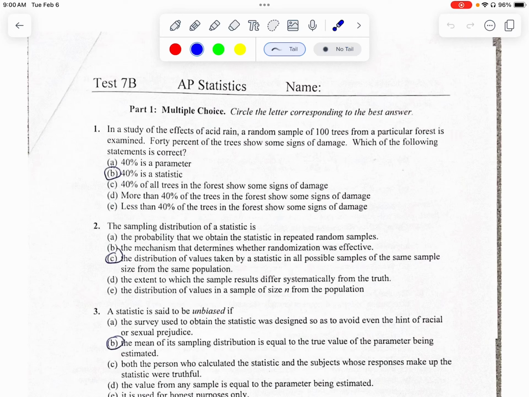All right, here is Chapter 7, Test B that you can use as you're doing your corrections. All right. The first one is just asking you if you know what the difference between a parameter and a statistic is. And it says 40% of the trees showed damage. This is the trees from the sample. And remember, samples create statistics. So it's B.